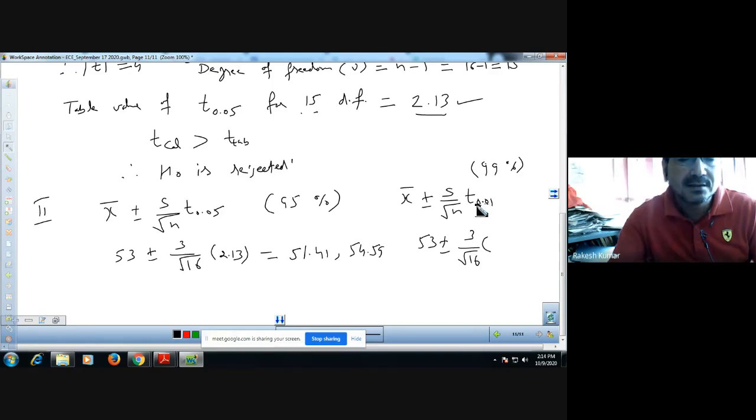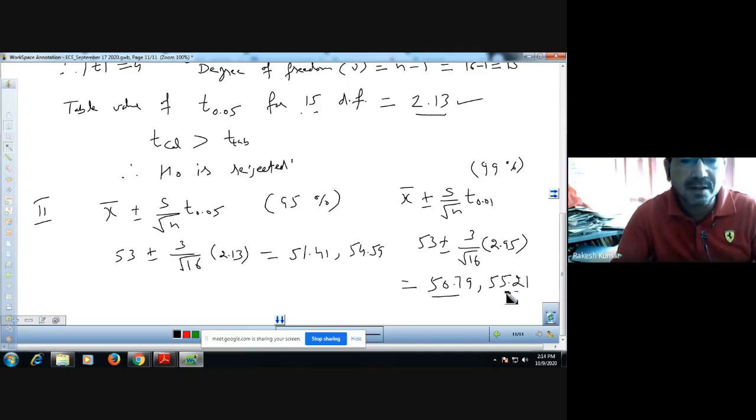The value from the table comes out to be 2.95 at 1% level of significance, and the values come out to be 50.79 for the negative sign, and the second value is 51.21 for the positive sign. So these are the lower limit, upper limit, lower limit, upper limit. So 95% confidence limits and 99% confidence limits are there.